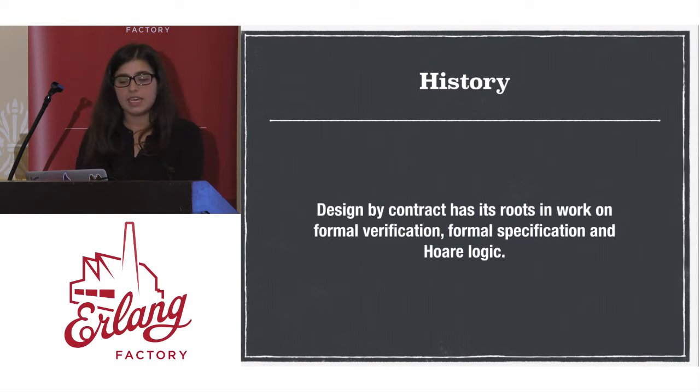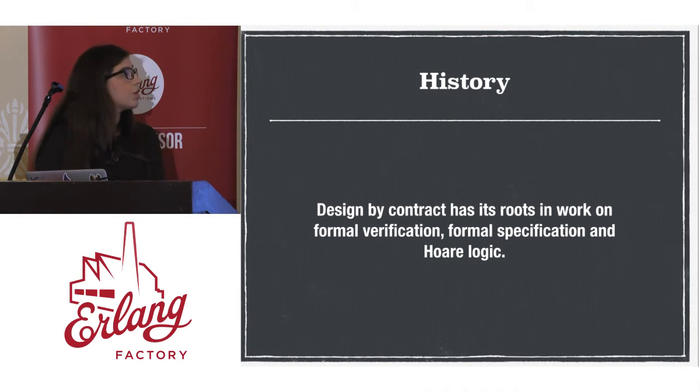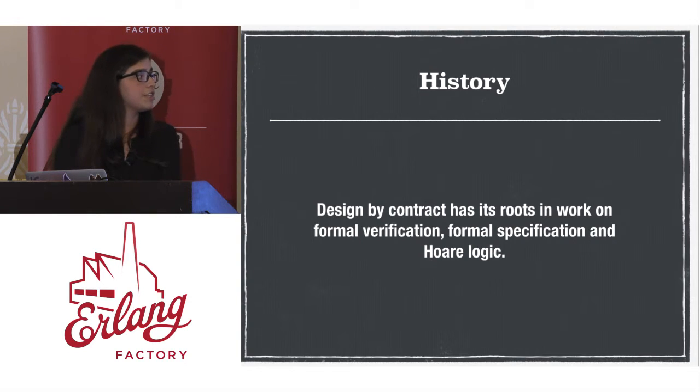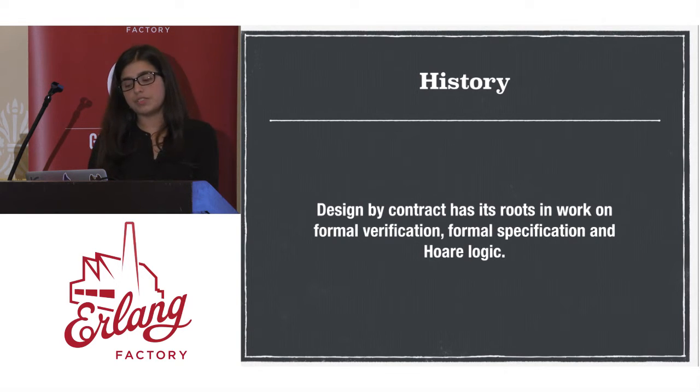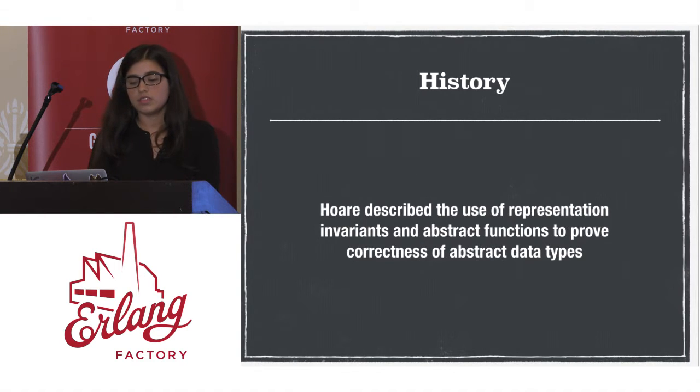So Design by Contract has its roots in work on formal verification, formal specification and Hoare logic. It is a formal system with a set of logical rules for reasoning about the correctness of computer programs. So Hoare described the use of representation invariants and abstraction functions to prove correctness of abstract data types. This may not say a lot right now, but we're going to try to explain it a little bit now.